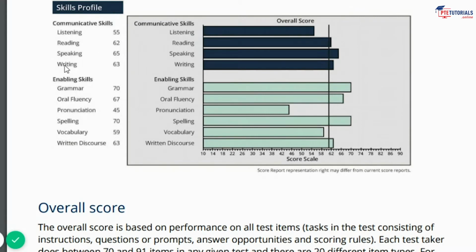It will be added to your writing section because these are the skills of the writing module only. And the 2 enabling skills, oral fluency and pronunciation, are added to your speaking module. The more fluency or better pronunciation there is, the more speaking score there will be.